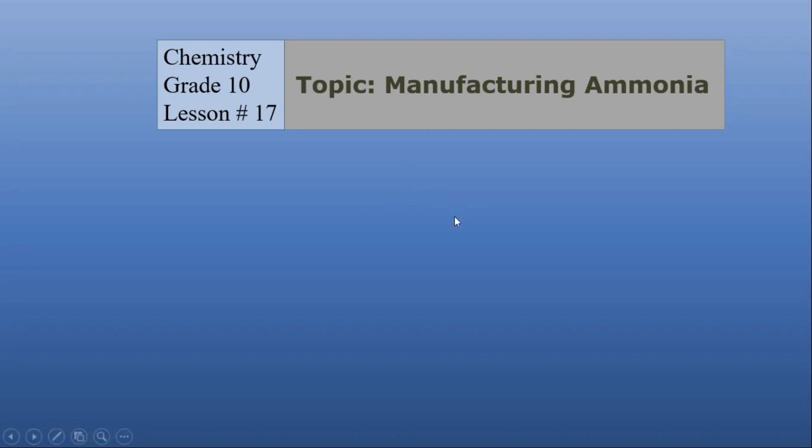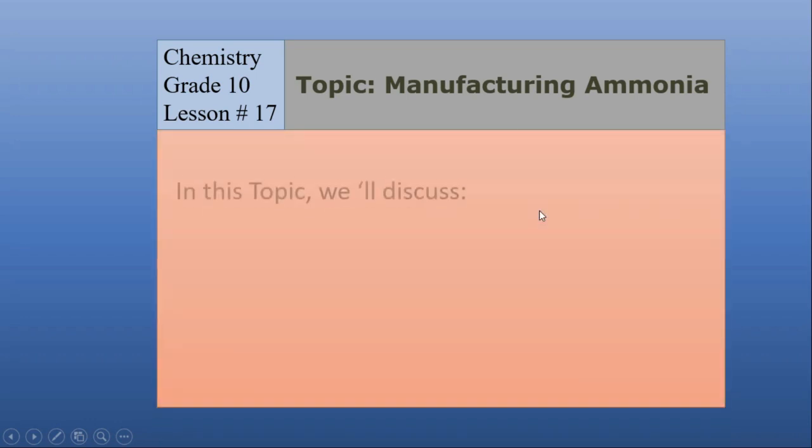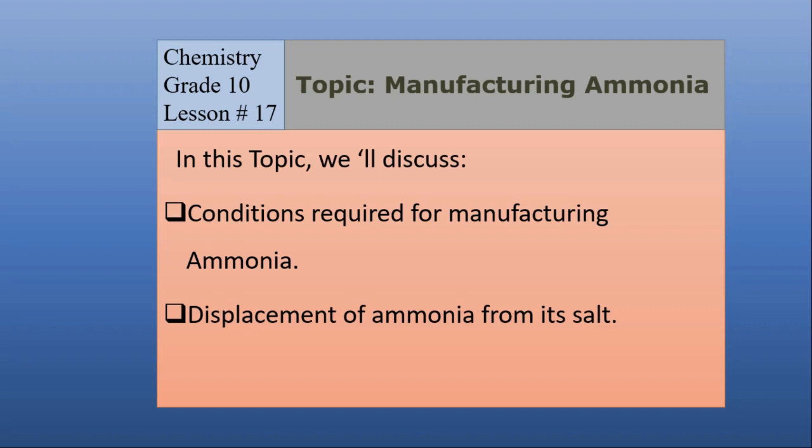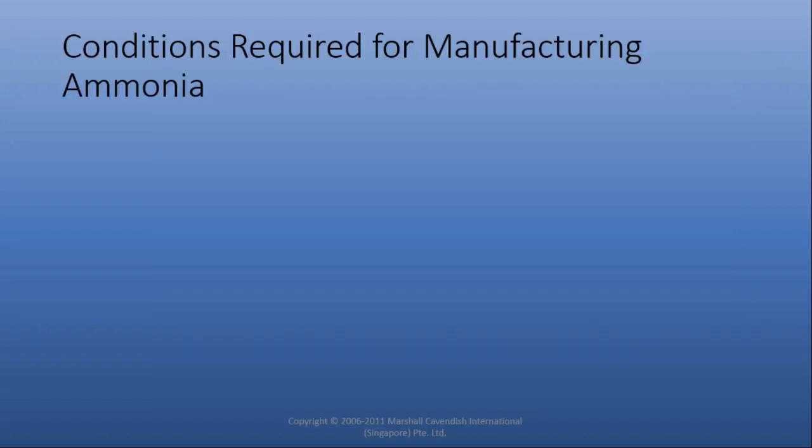In the previous lesson we discussed the introduction of ammonia, what the uses of ammonia are, what raw materials are used to prepare ammonia, and what reversible reactions are, because the formation of ammonia is a reversible process. In today's lesson we are going to discuss the conditions required for manufacturing ammonia and how ammonia can be displaced from its salt. Let's discuss the conditions required for manufacturing of ammonia.